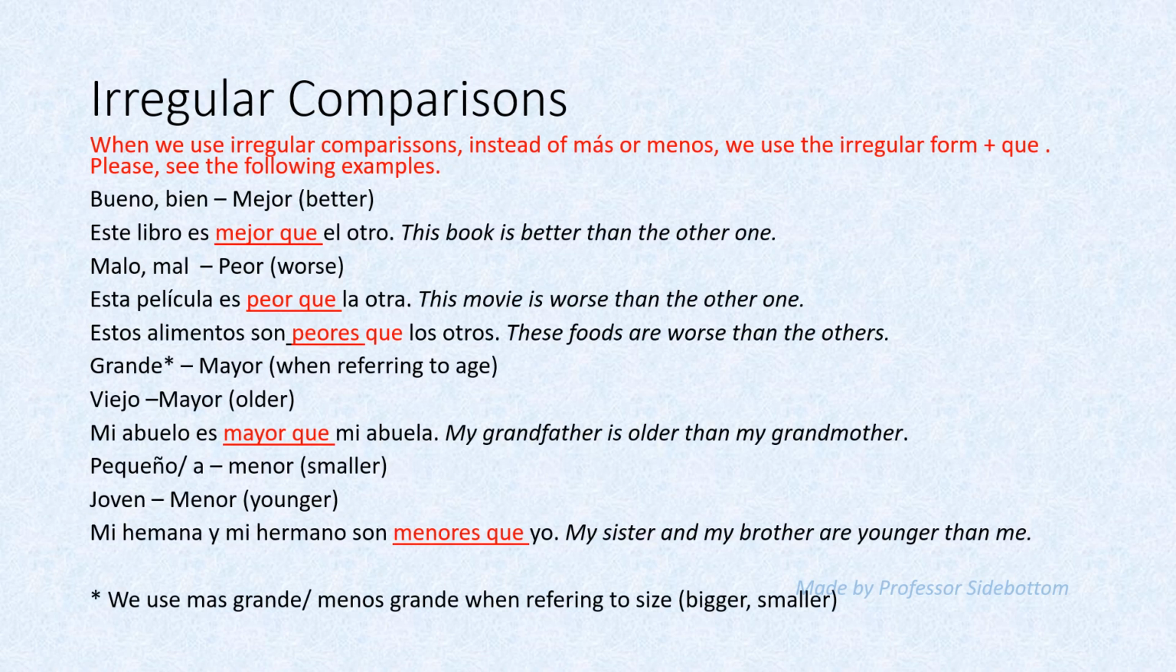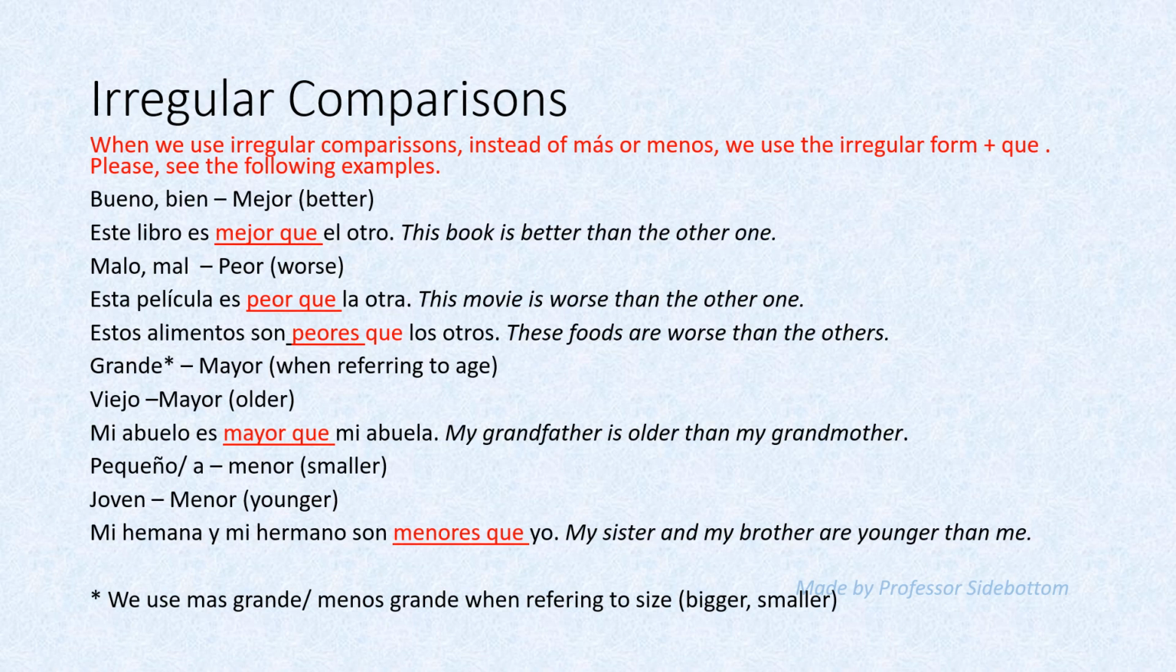Next, let's talk about irregular comparisons in Spanish. When we use irregular comparisons, instead of más or menos, we use the irregular form plus que. And here are some examples. Este libro es mejor que el otro. This book is better than the other one. Esta película es peor que la otra. This movie is worse than the other one.